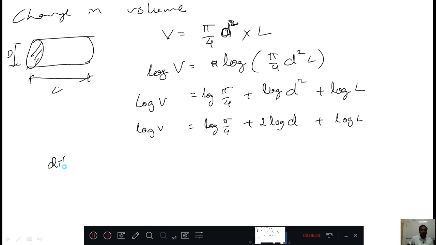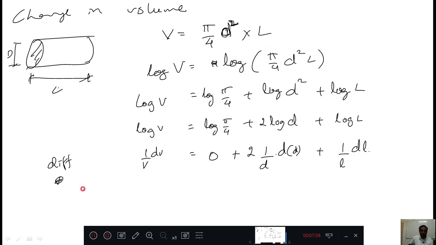Now differentiate this entire thing. Don't worry, you just write the derivative of these variables. Then the derivative of log V is 1 by V into dV, and the derivative of log pi by 4 is 0 because it is constant, and 2 as it is. Derivative of log D is 1 by D into dD, and the derivative of log L is 1 by L into dL.